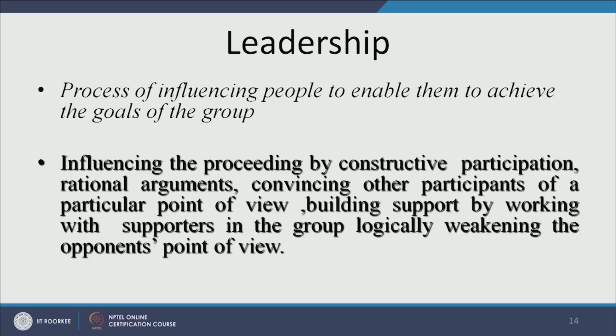Then leadership, which is also a key soft skill. Who can be a leader? Not all of us can be leaders. If all of us become leaders, who will be the followers? So the leader will often emerge out of a critical juncture. A leader will emerge of his own, because of his merits, because of his constructive suggestions and ideas, and then he will act in such a way that all the members of the group will feel influenced. He will build support by working with supporters in the group, logically weakening the opponent's point of view.